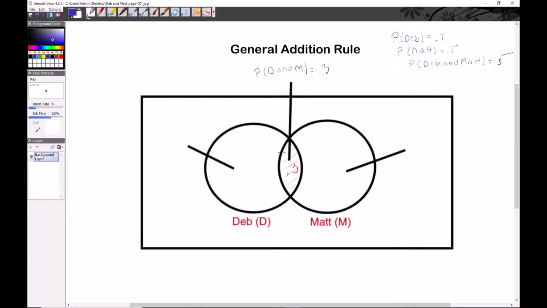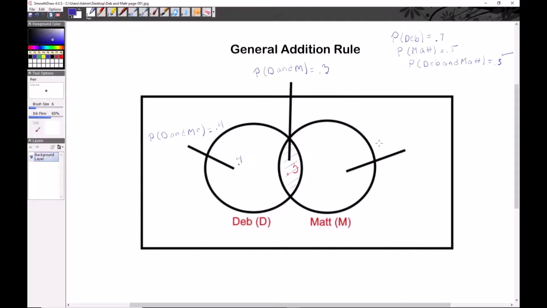So this thing that looks like a Pac-Man, the clear part, that's just Deb alone. So that's going to be the probability of D and M complement, because there's no Matt in that clear part, all right? Now, Deb is 0.7. She can be a partner 2 different ways. She can be a partner with Matt or without him, right? So it's one or the other, and or means plus. So this whole circle, the entire thing is 0.7. We know 0.3 of it, so what remains is 0.4. So this part is 0.4, okay?